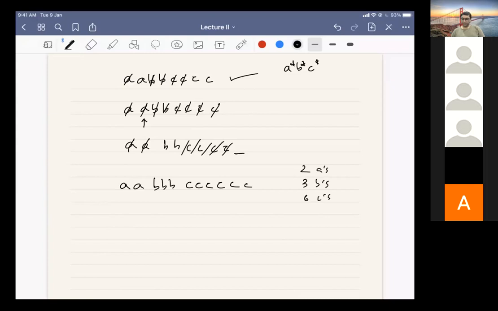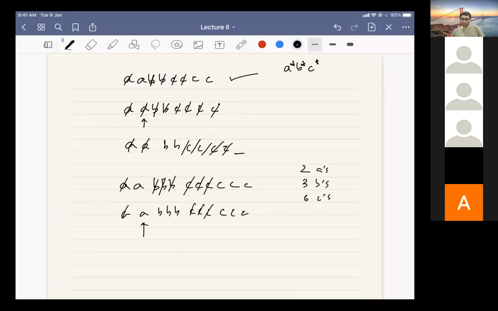So what we would do, first of all, we would cross A, then come to the right and cross B, and for every B that we cross, we cross a C. For this B, we cross this C. For this B, we cross this C. Now, there are some C's, but there are no B's, right? So in this position, we would restore all the B's. So we would come to this position.